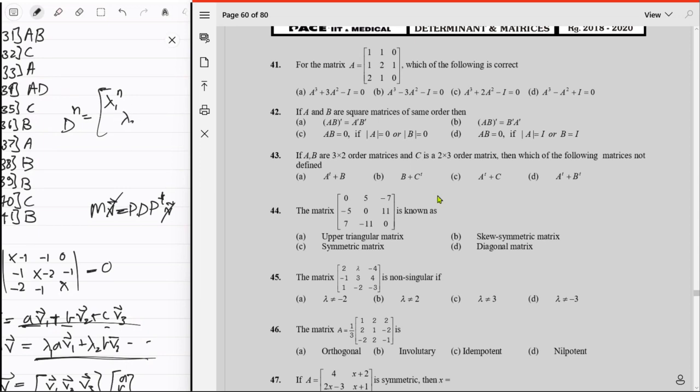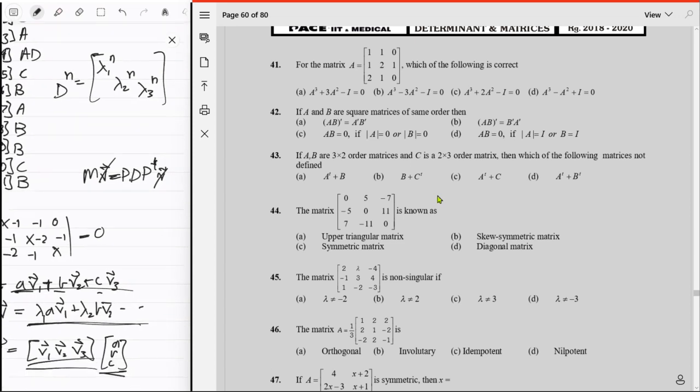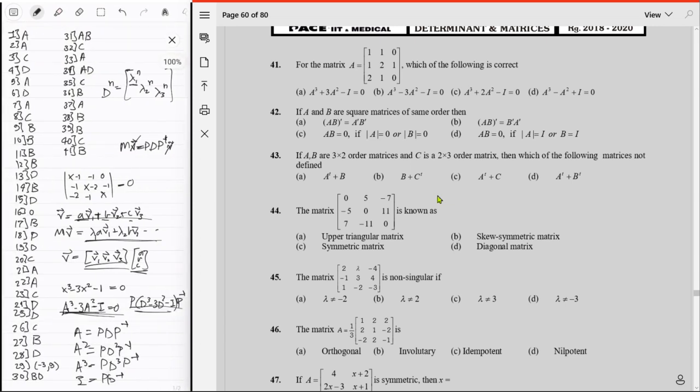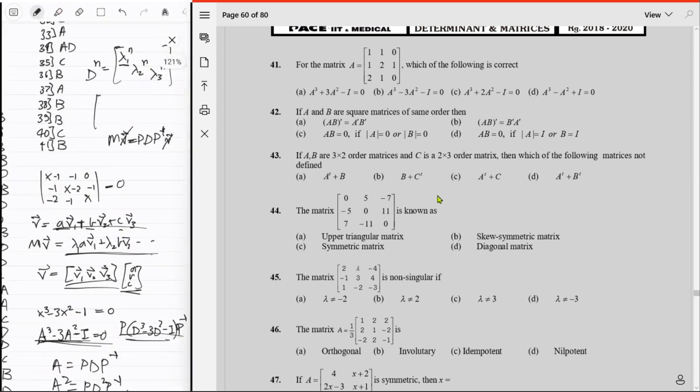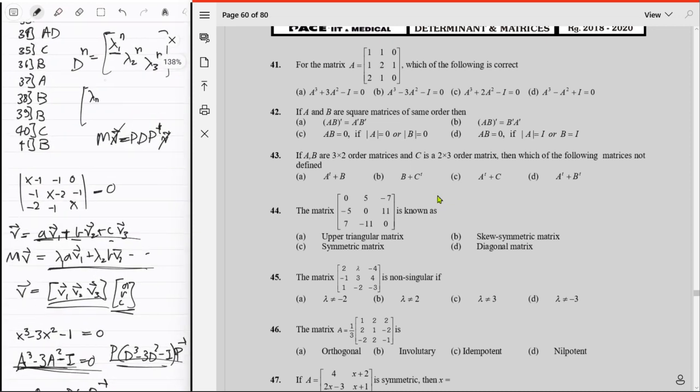Lambda 1 power n, lambda 2 power n, lambda 3 power n, this diagonal matrix. I'm not writing all the other elements because they're supposed to be 0. Each diagonal element, when you do D cube minus 3D square minus I, what you're actually doing is this diagonal matrix: lambda 1 power 3 minus 3 lambda 1 squared minus 1, then lambda 2 power 3 minus 3 lambda 2 square minus 1, and the same thing for the third diagonal element as well. Every other element is 0.